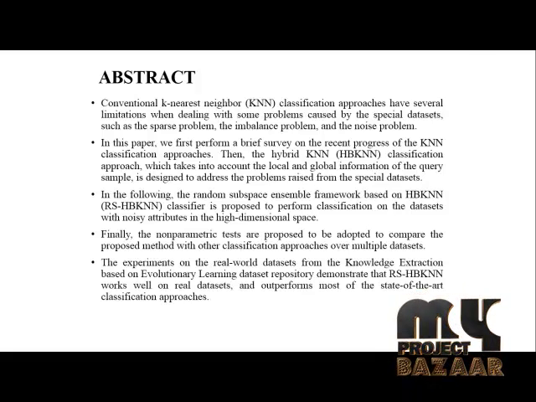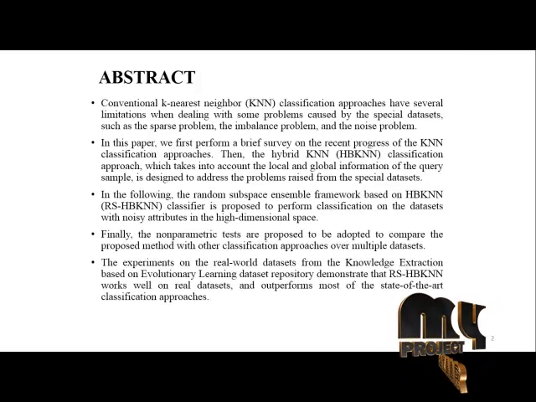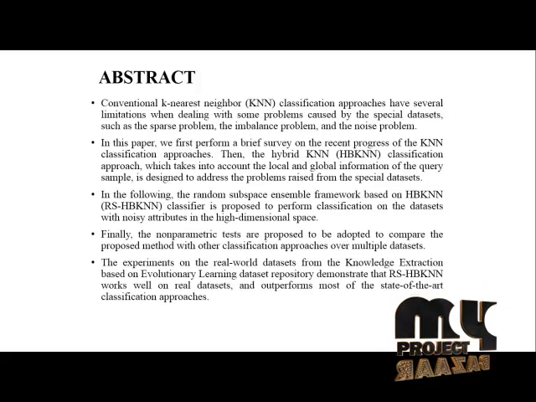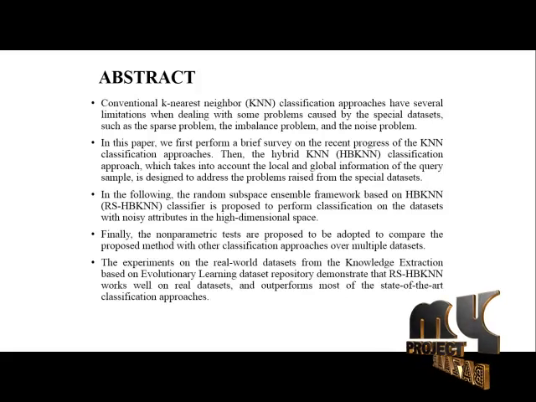The conventional K Nearest Neighbor (KNN) classification approaches have several limitations when dealing with problems caused by special datasets, such as the sparse problem, the imbalance problem, and the noise problem. In this paper, we first perform a brief survey on the recent progress of the KNN classification approaches. Then, the hybrid KNN classification approach, which takes into account the local and global information of the query sample, is designed to address the problem raised from the special dataset.